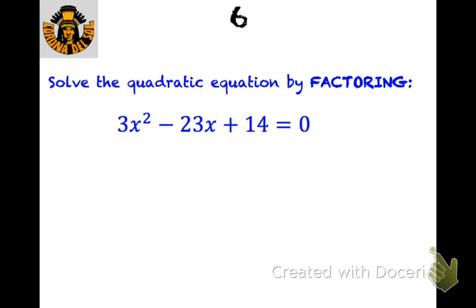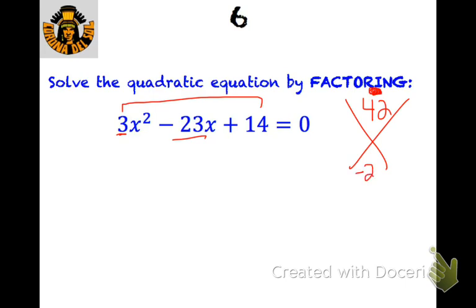All right, solve by factoring. This is what I call the harder type of factoring. It's when you have a number in front of the x squared term like that. So we're going to have to multiply the 3 times the 14 first. That gives us 42. And we have to look for 2 numbers that multiply to be 42 and add up to be -23. That takes a little bit of thinking, but eventually you'll come up with the numbers -21 and -2.